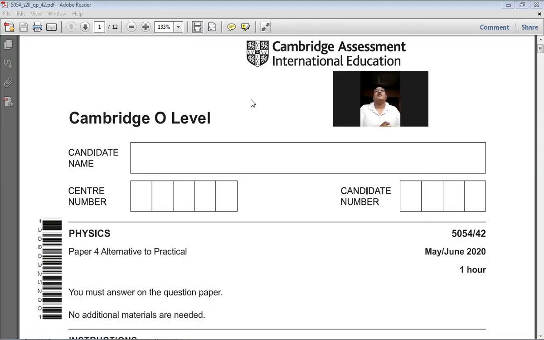Today, we have set our hearts to solve an ATP paper. We call it Alternative to Practical, or Paper 4. Today we have selected the May-June 2024 paper. This paper belongs to Zone 2. The time allowed for this paper is 1 hour. So let's start this paper.